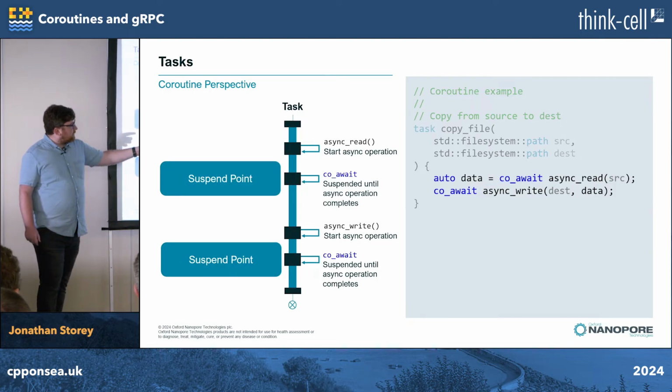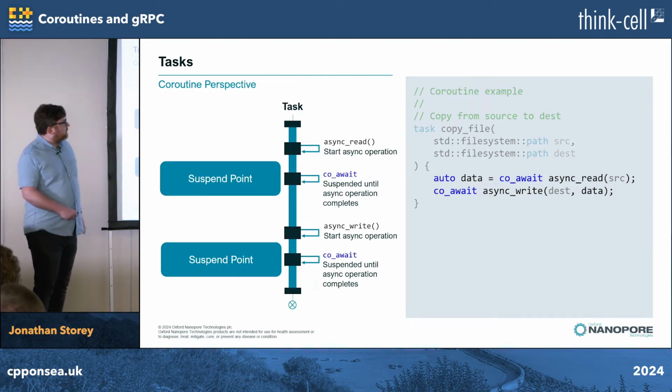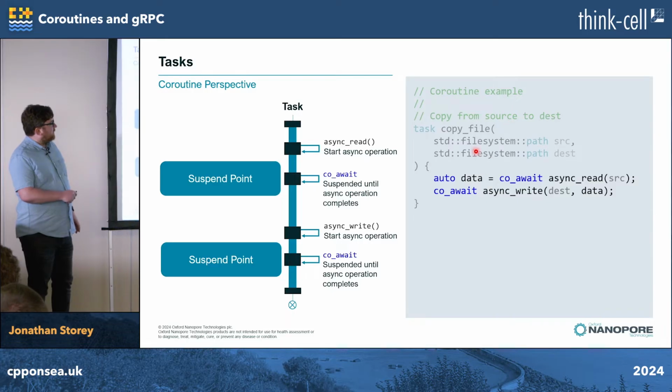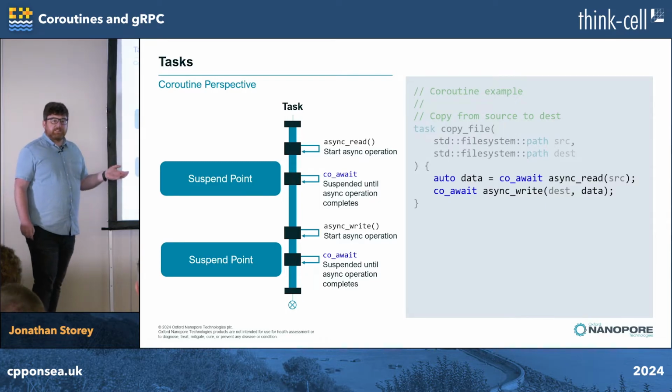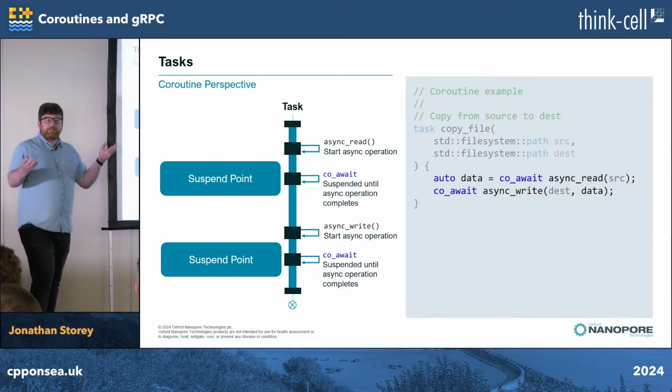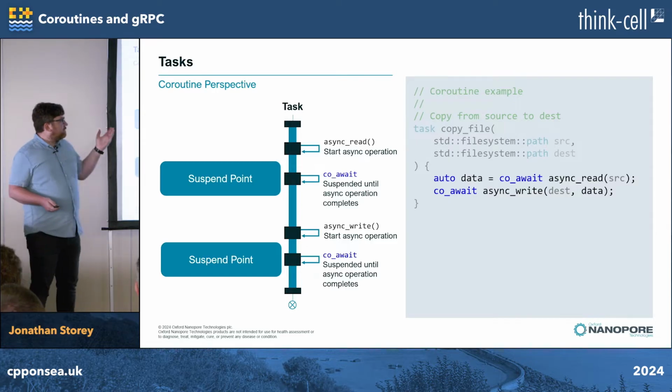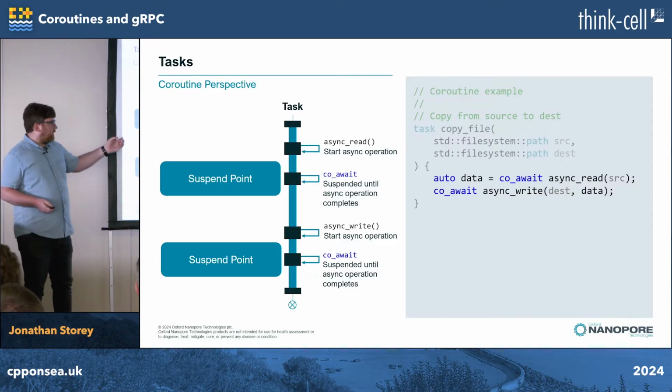And this is what it looks like from the coroutine's perspective when you run through this function. So you've got this standard async read call that starts the async operation and returns something that you can pass to operator co_await. And then when co_await is encountered, the coroutine is suspended until the async operation completes, at which point someone somewhere, and we'll get into this later, resumes the coroutine. It picks up from where it left off, and it gets the data that it read from the file.